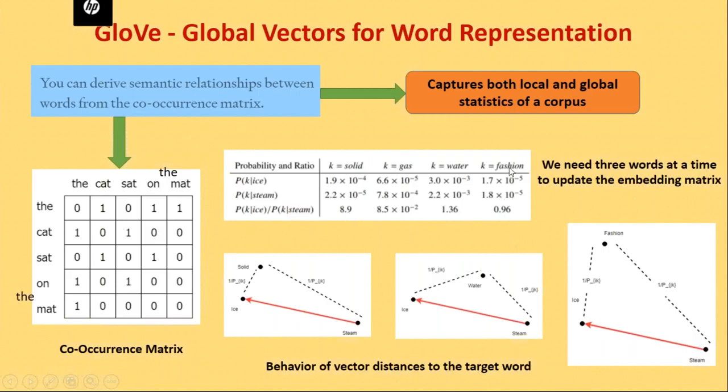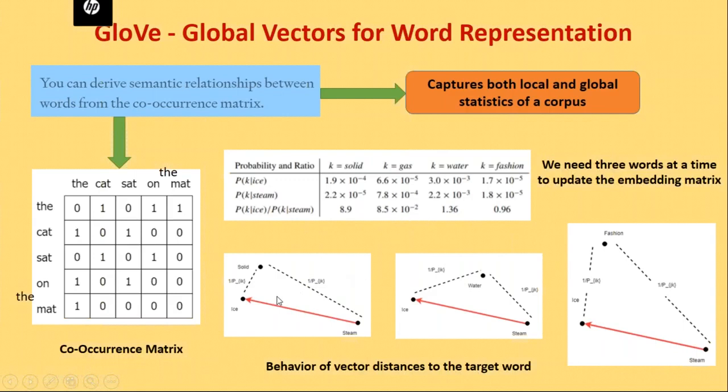Similarly, the word fashion is not related to either ice or steam. Therefore, the value will be closer to 1. If it is not related to any of the words, then the value will be closer to 1. If it is related to a word, then the value will blow up. If it is not related, then the value will go down, less than 1.